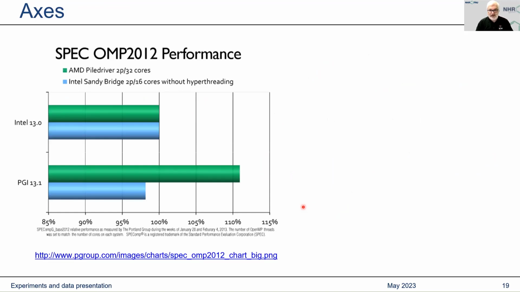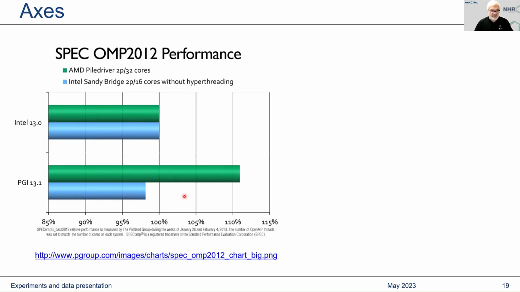All right. Talking about axes. Here's a published graph comparing the performance of different codes with different compilers, Intel version 13 and PGI version 31. And here comparing two different architectures, AMD PileDriver and Intel Sandy Bridge. So this is from the 2013 timeframe. And this might look very nice. So with Intel, we have a normalized performance of 100%. And with the PGI compiler, there's a lot of gain in performance on the AMD platform.